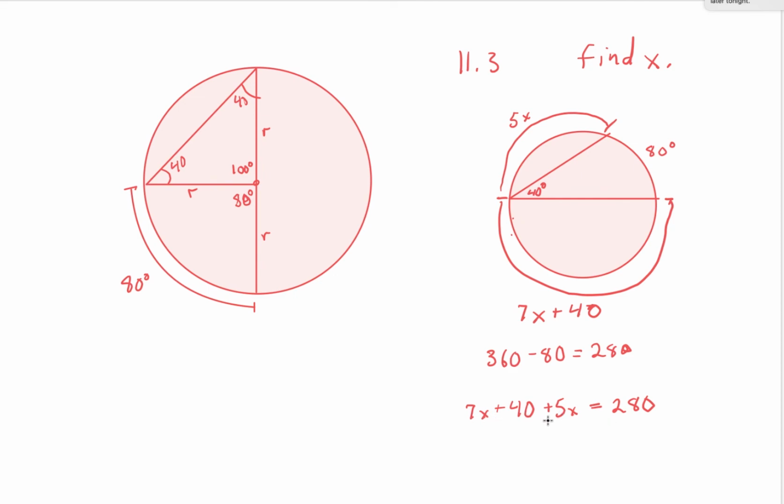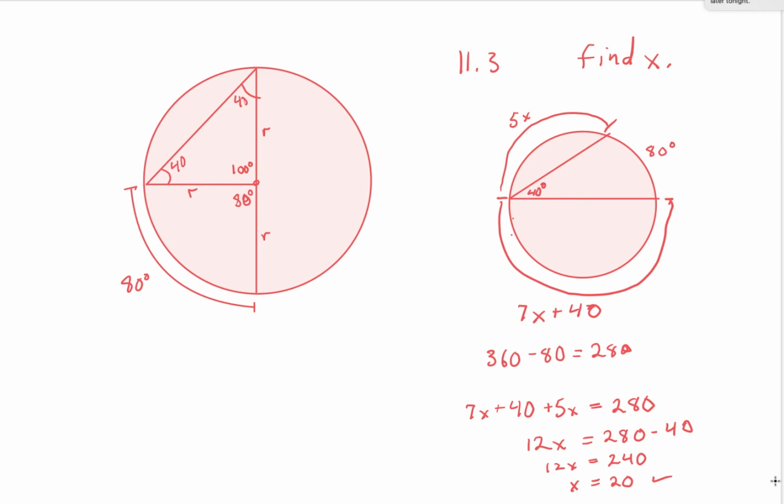So now we can combine, and we could say 12x, and let's go ahead and swap this over and say 280 minus 40. Okay, so that means 12x equals 240. So x is going to equal 20. And according to my book, that is correct.